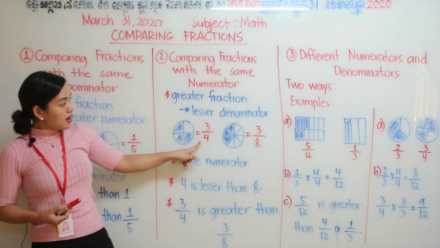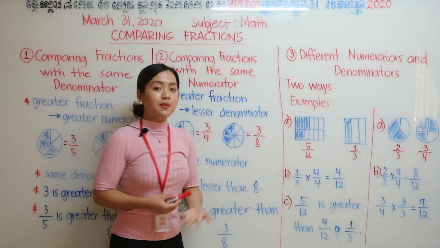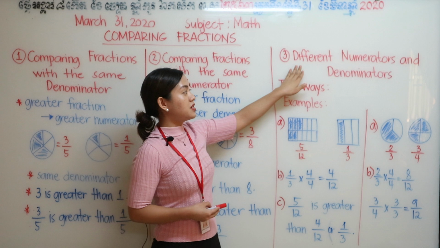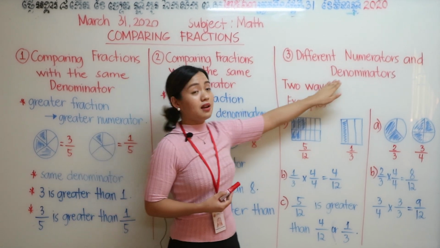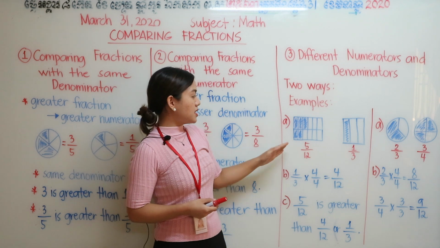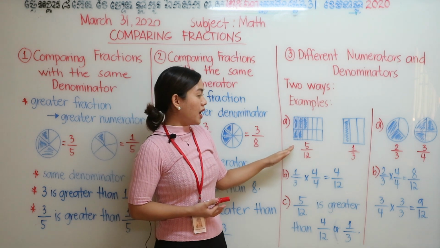Okay? Now, the third one, guys, is a bit complicated. So how are we going to compare different numerators and denominators? Now, there are two ways. Okay? Let's take a look at example number 1 here.